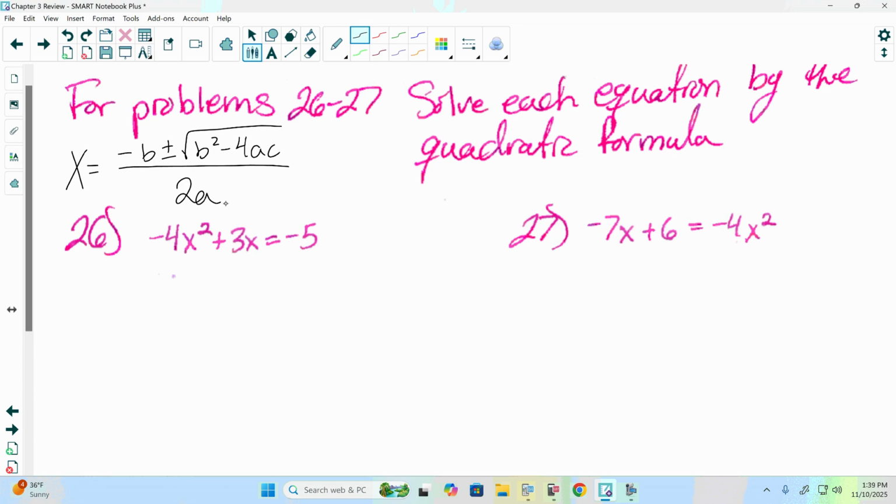X is equal to negative b plus or minus the square root of b squared minus 4ac all over 2a. So this here is the quadratic formula. For solving equations by the quadratic formula, the first thing we need to do with any equation is get that equation equal to 0.